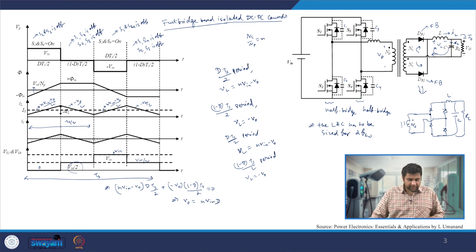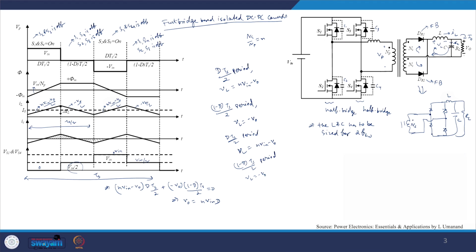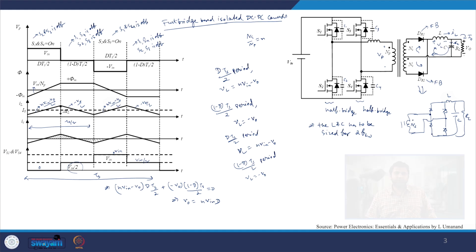However, here if you look very carefully, the flux is going from negative to positive phi m. So that's when we are now utilizing the core fully. And also, the frequency for which the inductor and capacitor have to be sized is 2 FSW, or you can say the ripple component in the inductor is twice the switching frequency, and the voltage ripple across the capacitor is also twice the switching frequency.